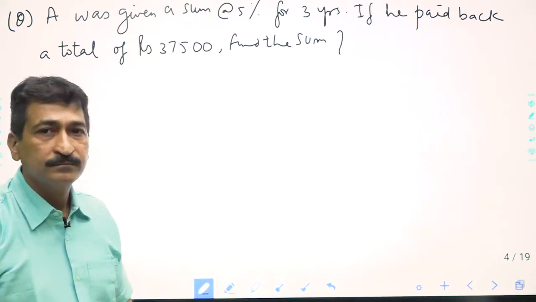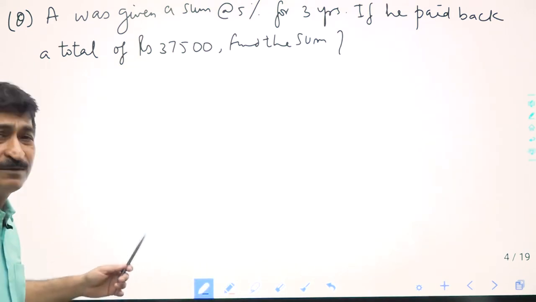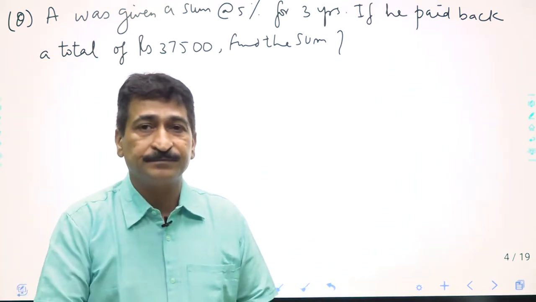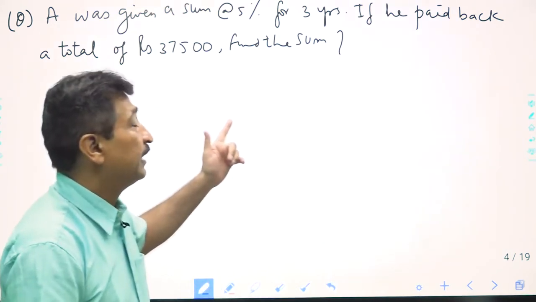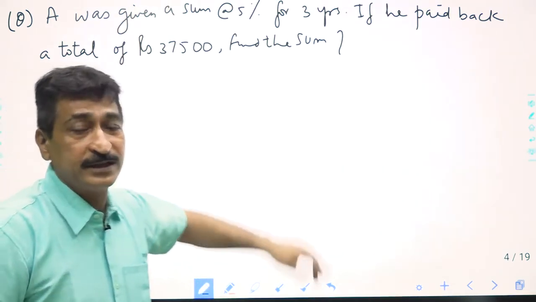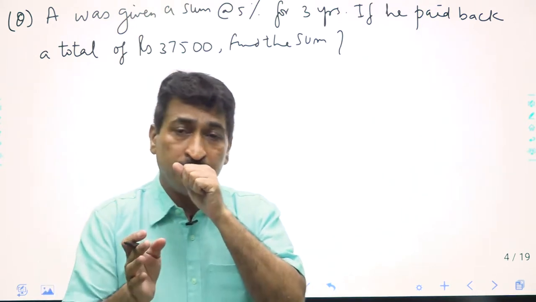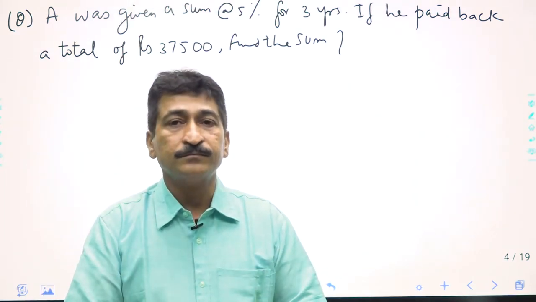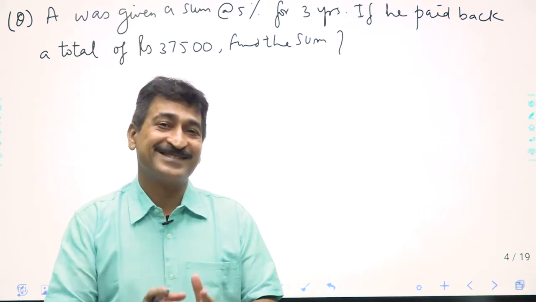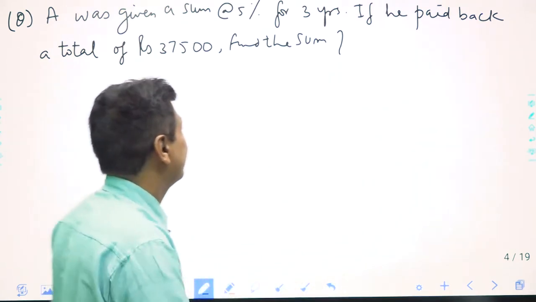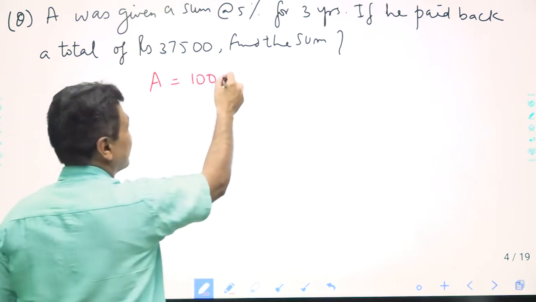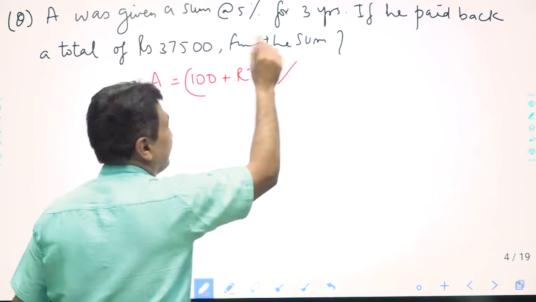Now, सबसे पहली चीज, पिछले क्वेश्चन और इस क्वेश्चन में फर्क क्या है? पिछले क्वेश्चन में the interest which was paid back was given, and in this question we are given the total amount that is paid back with interest. If we paid back a total of rupees, this means 37,500 is not interest, it is actually amount, and amount means principal plus interest. So we know what is amount, which is 100 our principal and plus total interest is RT. So 100 plus RT is our amount.